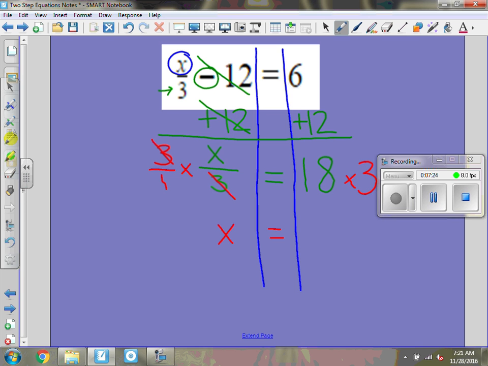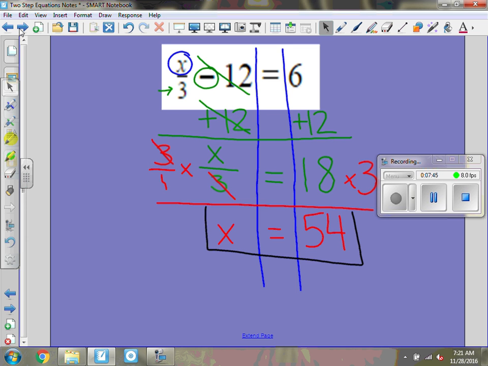Well, it turns out that 18 times 3 is the same thing as 54. So I'm going to write that on the right-hand side. And you can tell that for every single step that I've written, I've got something written on both sides of my equation, and that's very, very important. You want to keep your equation balanced the entire time. So now I know that x equals 54.